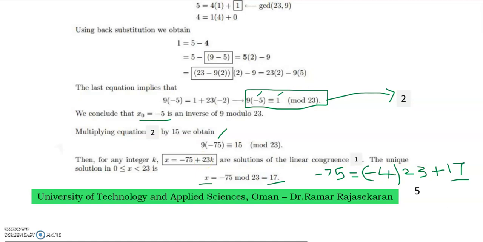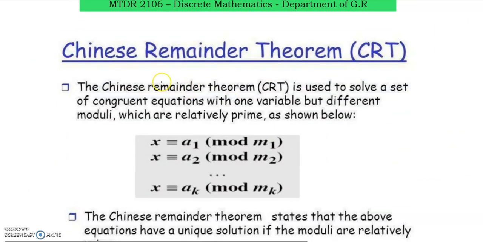For example, another way also we can write 17. Suppose you write k is equal to 0, then you will get minus 75. Suppose you write k equal to 1, then 23 into 1 is 23, so minus 75 plus 23, you will get another value of x. Similarly, if you write k equal to 1, 2, 3, then you can find different values of x. Suppose you write k is equal to 4, then you will find x is equal to 17. Okay, that's it.